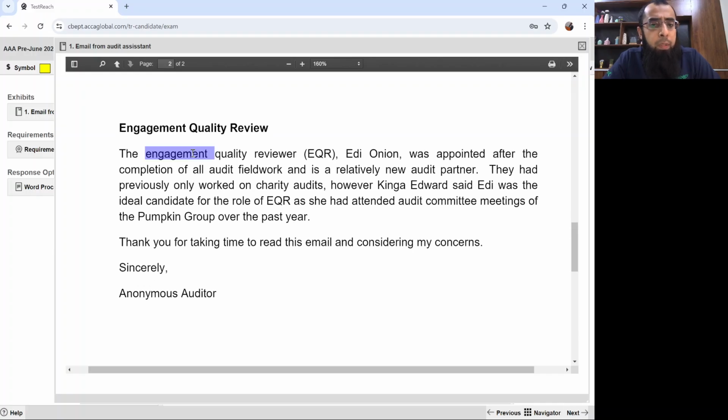Engagement quality review. The engagement quality reviewer, Eddie Onion, was appointed after the completion of all audit fieldwork and is relatively a new audit partner. They had previously only worked on charity audits. However, Kinga Edwards said Eddie was the ideal candidate for the role of EQR as she had attended audit committee meetings of the Pumpkin Group over the past years. Again, see, the person who is becoming an engagement quality reviewer should have the relevant experience of the industry, should be a senior person, such that he does not come under the influence of the engagement partner.